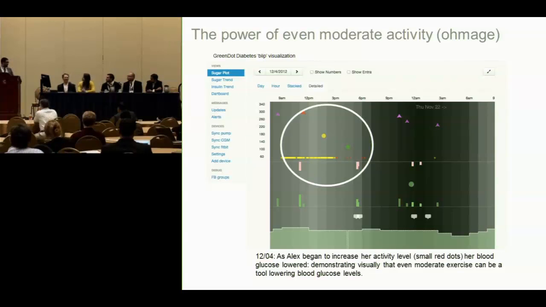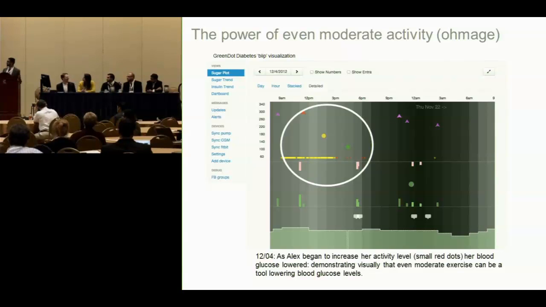So, I guess we did talk about moderate activity. You want to talk a little bit about that too, Aaron? Sure. Well, I think the main point here is, and Alex can tell us exactly what she was doing at this time, but you can see as David's highlighting, those little yellow squares are moderate activity. The little red one next to it is intense activity, and you can see her blood sugar is really coming down just from those yellow squares.